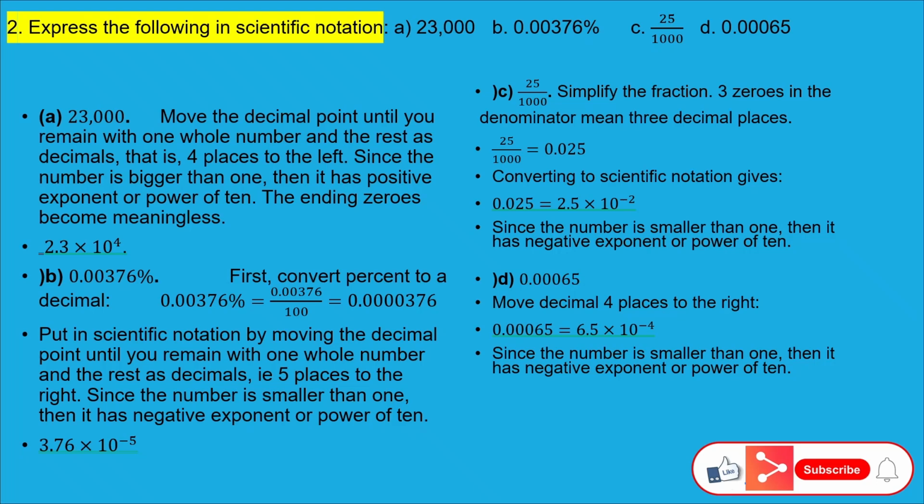-2. Part D, 0.00065. Move the decimal place until you remain with one whole number and the rest as decimals. That makes it 6.5 times 10 to the power -4.